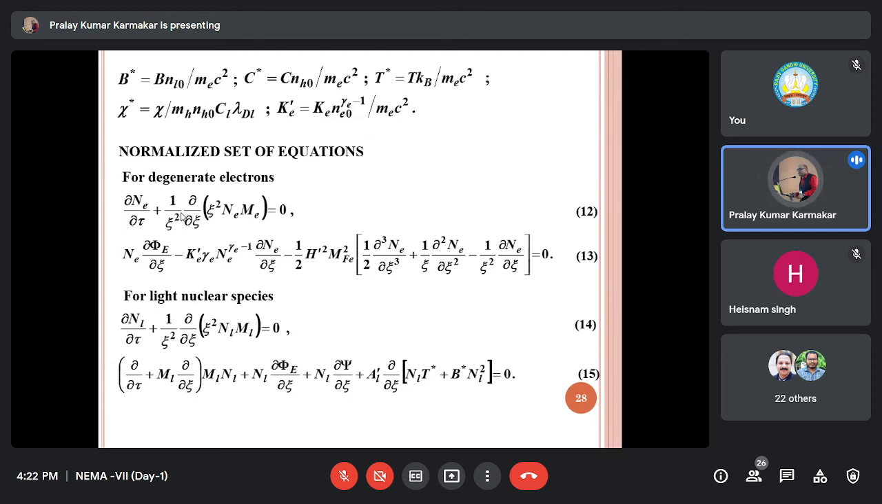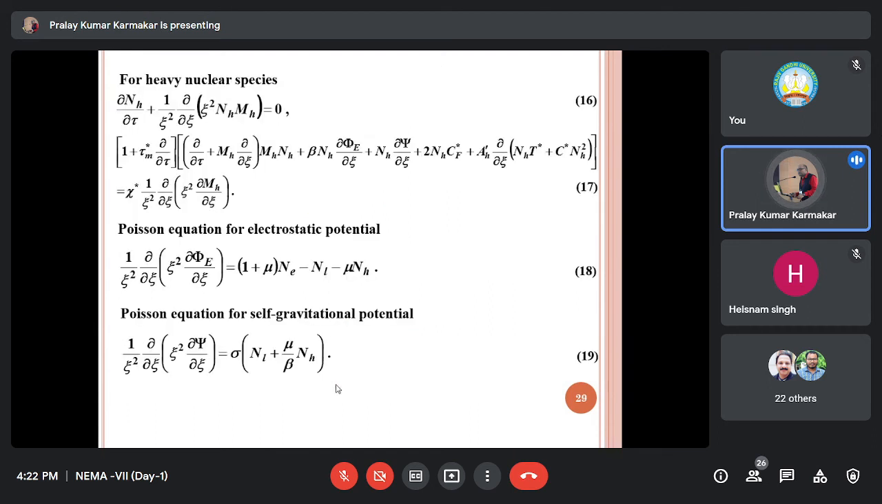So these are various notations. First one is your 12. This is your continuity equation. This is your momentum equation for electron dynamics. This is similarly the same equations for lighter nuclei, and accordingly we have the same for your heavier nuclei. And these are the corresponding electrogravitational Poisson's equations in respective normalized forms.